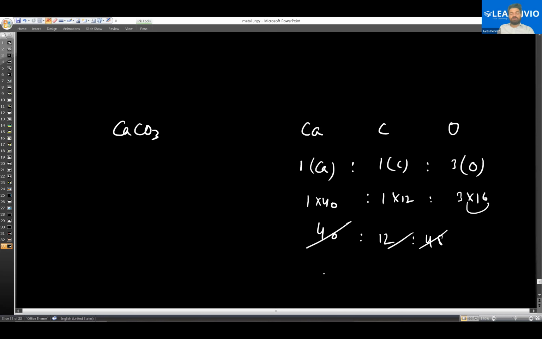You will get the simplest ratio. When you cut it by 4, you will get 10 is to 3 is to 12. So this is the simplest ratio. This is the mass ratio.